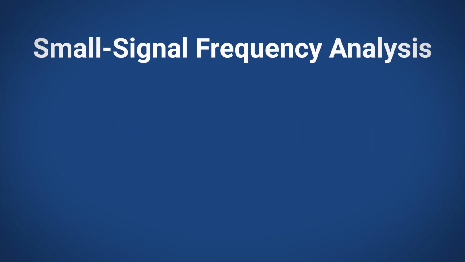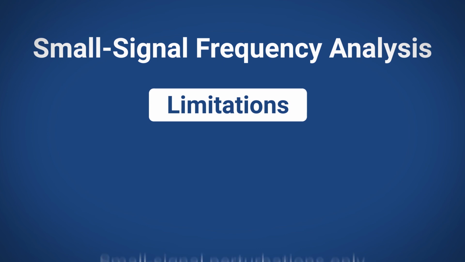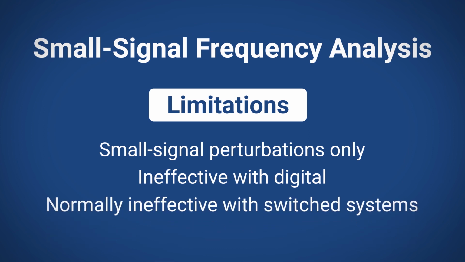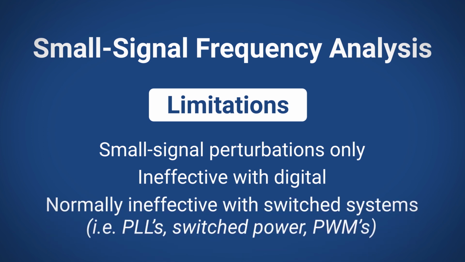However, it has some significant limitations. First, as the name implies, it assumes small perturbations about an operating point. Effects from signals spanning a larger region of operation will not be reflected in the results. Second, it is not effective with digital components. Finally, it is normally not effective when applied to switch systems, such as phase lock loops, switching power supplies, and pulse width modulators.